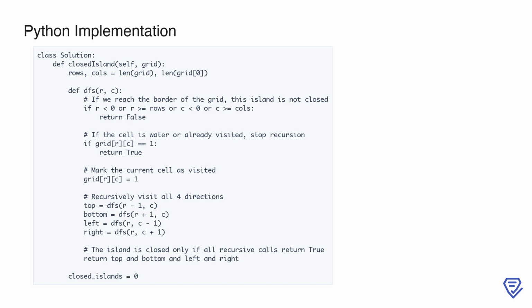If the current cell is land, we mark it as visited by setting grid[r][c] to 1. Then, we make recursive calls in all 4 directions, up, down, left, and right, to continue exploring the island. Finally, the function returns true only if all 4 recursive calls confirm that the island is closed, meaning it doesn't touch the grid's border. Outside the helper function, we initialize a variable closed_islands to 0, which will eventually hold the count of all closed islands in the grid.